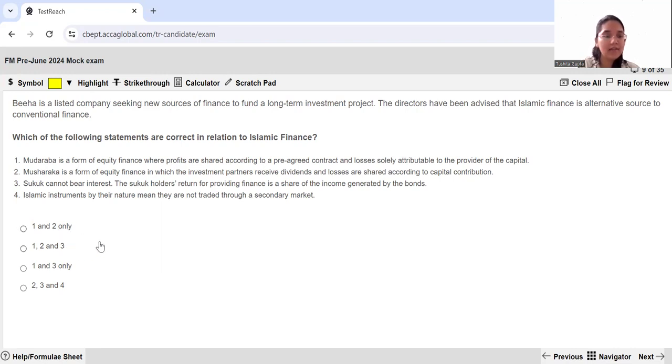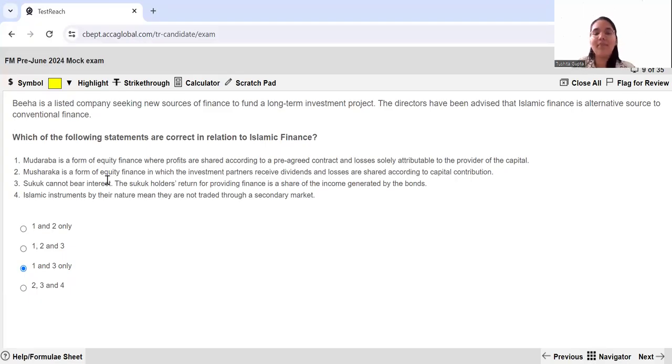This option goes away, this option goes away, this option goes away. So you're only left with 1 and 3. Let us see if the fourth statement is correct or not. Islamic instruments by their nature mean that they are not traded through a secondary market. Now this statement is also incorrect. It does not mean so.